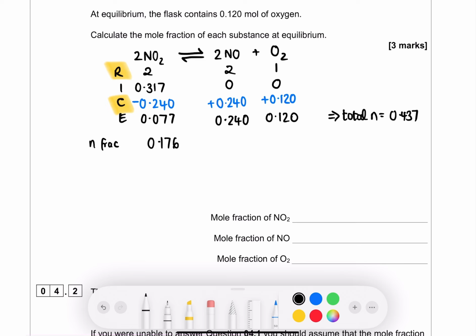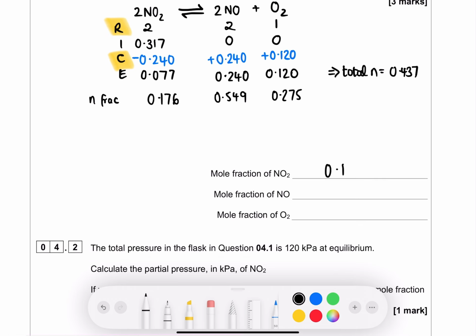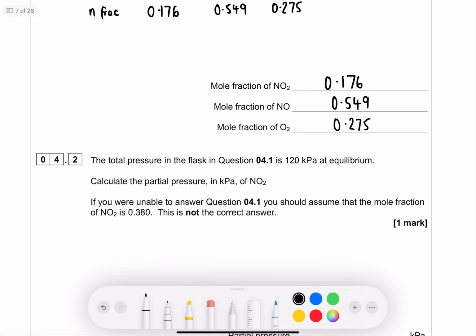So this one becomes 0.176. 0.24 divided by 0.437 is 0.549. And 0.12 divided by 0.437 is 0.275. So we can write those answers on the answer line. One of the things that you can do to check your answers, if you add up the mole fractions, they should add up to 1, because fractions make a whole. So 0.275 add 0.549 add 0.176 on your calculator, and you do get the number 1. So that gives you a bit of reassurance that you've probably done that step right.